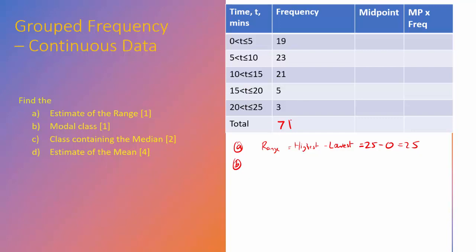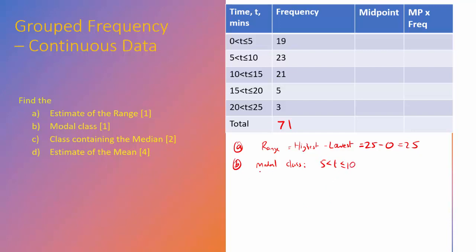So we look for the one with the highest frequency, which is 23, and read off that. So the modal class is 5 to 10 because it has the highest frequency.